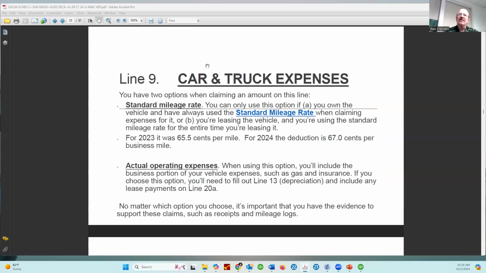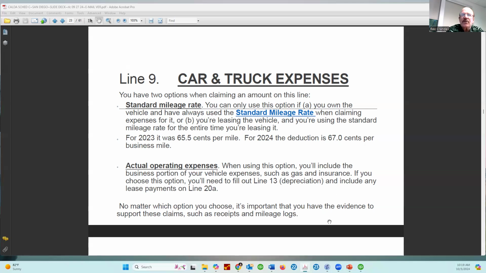The second method for vehicle expense is called the actual operating expense method. When using this option, you'll include the business portion of your vehicle expense, such as gas and insurance. If you choose this item, you'll need to fill out line 13 on the 1040, which talks about depreciation, and include any lease payments on line 20A from the Schedule C.